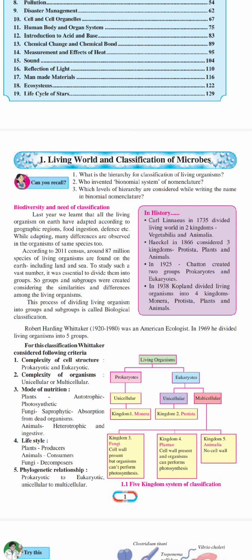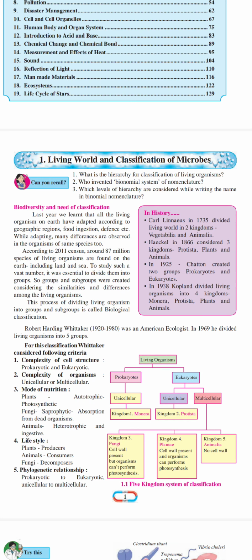Then complexity of the organism, that is unicellular and multicellular, a single cell and more than one cell. Then mode of nutrition, how the organisms are eating, we can say surviving. Plants survive by autotrophic nutrition, that is photosynthesis with the help of sunlight, but other organisms are without sunlight, they depend on others. As an example, fungi are saprophytic, absorbing from dead organisms.